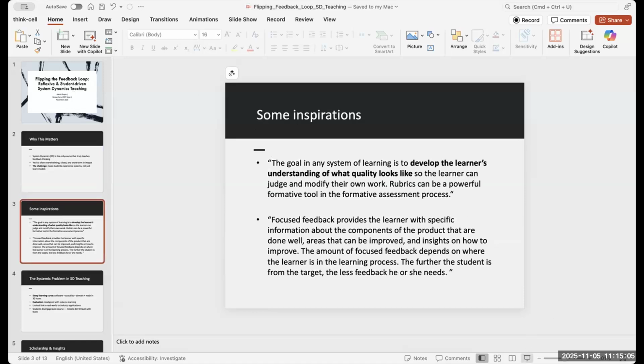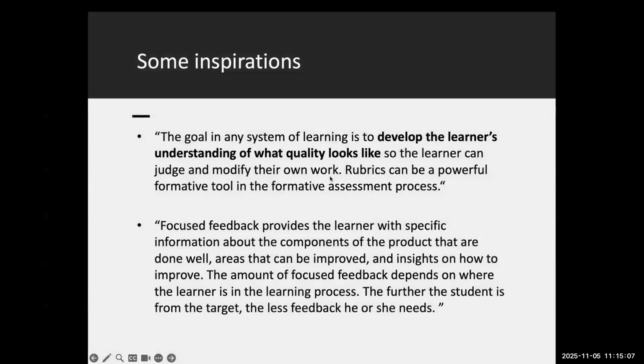Now, some inspirations. These are some quotes that I had seen long back and kept with myself. When I was designing the course, I reflected on the course structure based on these quotes. They go: the goal in any system of learning is to develop the learner's understanding of what quality looks like, so the learner can judge and modify their own work. Rubrics can be a powerful formative tool in the formative assessment process.